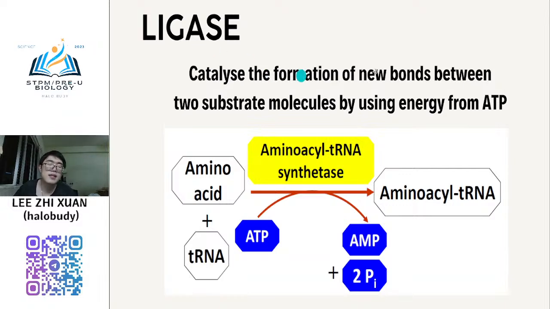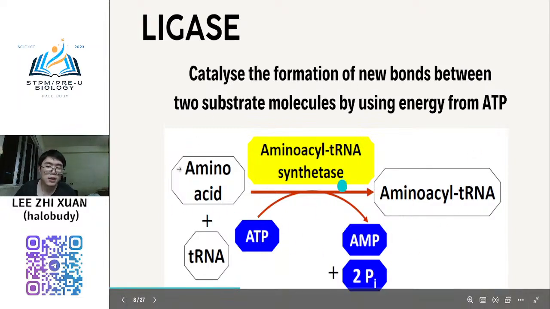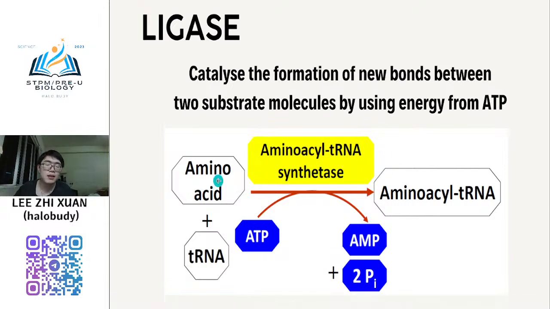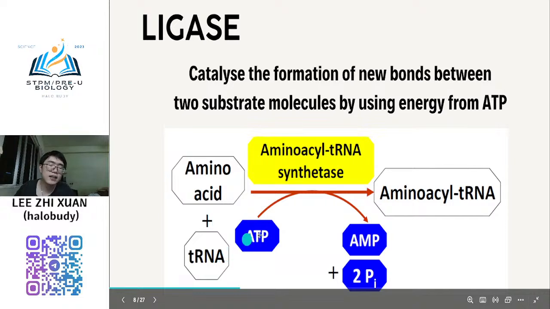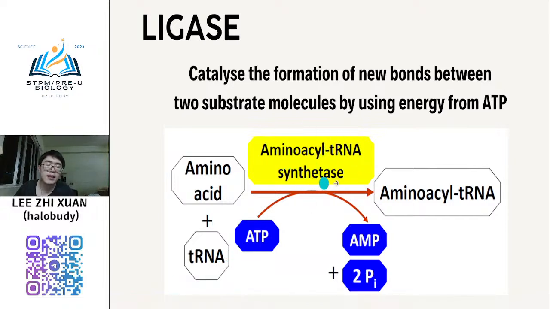But for this ligase, it must involve two substrates. The example is in Semester 3, which you will learn later. The reaction is amino acid with tRNA. With the enzyme we call amino acid tRNA synthetase, you will form the activated tRNA, which we know as aminoacyl-tRNA. This reaction is in the translation process. You learn it in Semester 3.